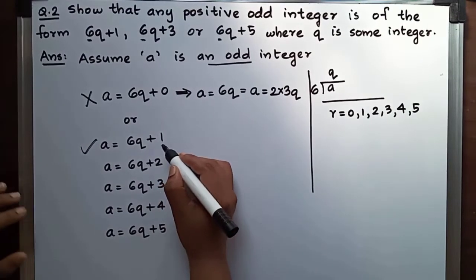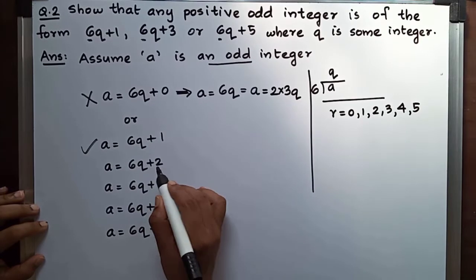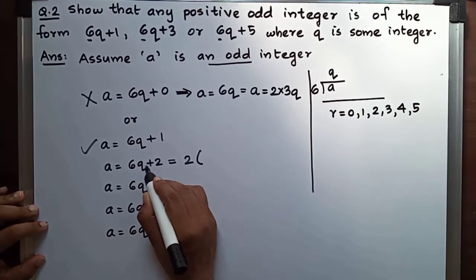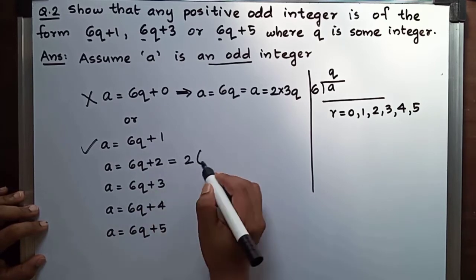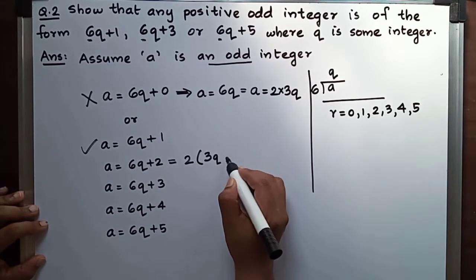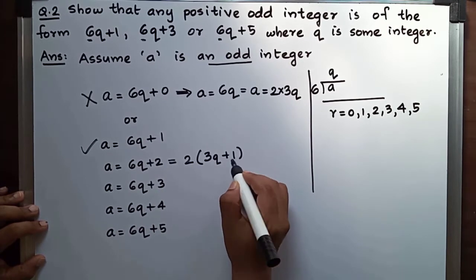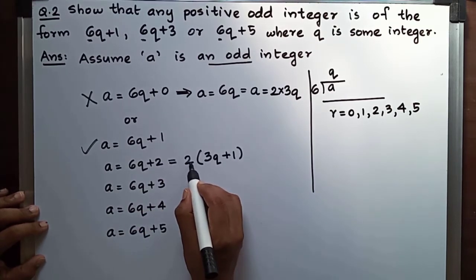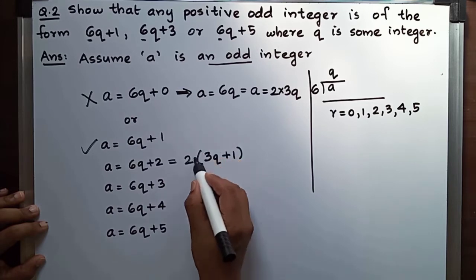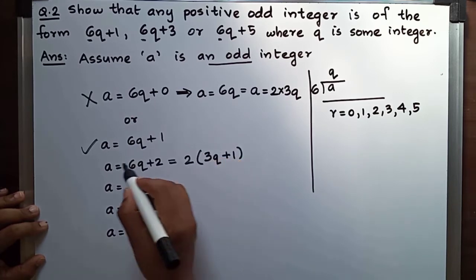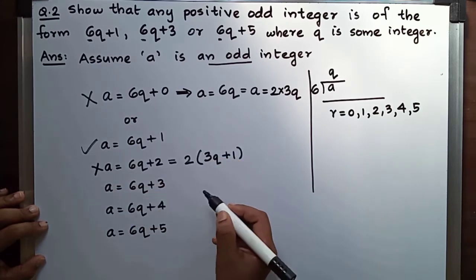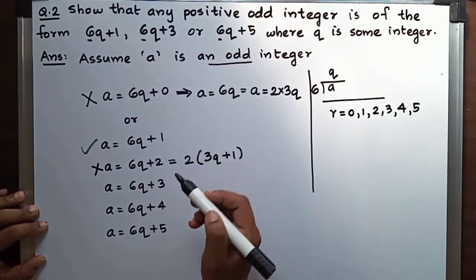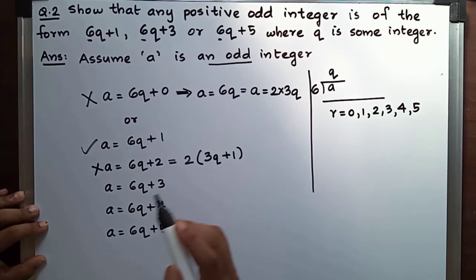Now the next option is A is equal to 6q plus 2. See, here I can take 2 outside because 2 is a common factor here. Inside the bracket I will get 3q plus 1. What does that mean? 2 into any number means that is an even number. It is against our assumption. In the beginning itself we assumed that A is an odd integer. So we cannot take this.